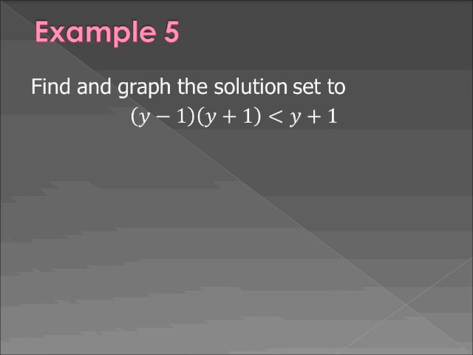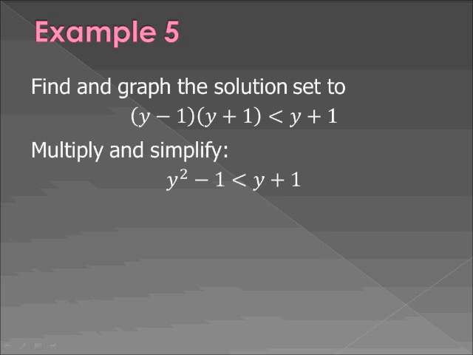Alright, finally, example 5. Find and graph the solution set to y minus 1 times y plus 1 is less than y plus 1. Alright, so the way you do this is you have to multiply and simplify. Now, you might be tempted to say, I'm going to divide both sides by y plus 1 and make that disappear. You can't do that. If you do that, you're going to lose one of the factors. So you're going to have to multiply out this quadratic and simplify. But that's not too bad because it's a difference of squares.